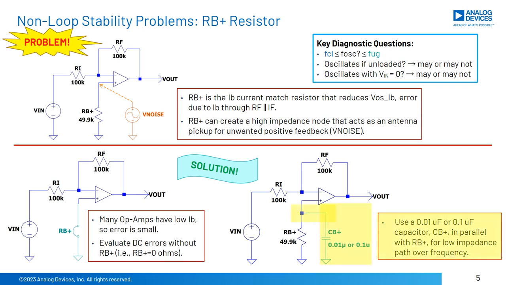If RB plus is necessary for the application, consider bypassing it with a 0.01 microfarad or 0.1 microfarad ceramic capacitor that will provide a low impedance path over frequency. The observed oscillation frequency if RB plus is used, and not bypassed with CB plus, can be between FCL and FUG. The op-amp circuit may or may not oscillate unloaded. The op-amp circuit may or may not oscillate with Vin equal to 0 volts.